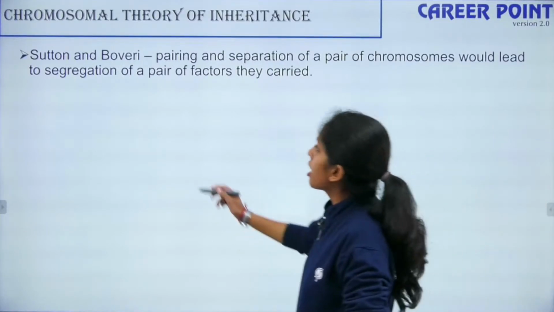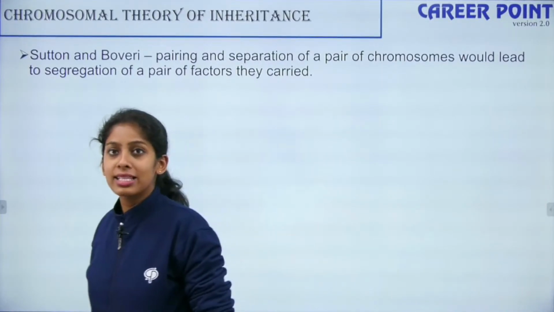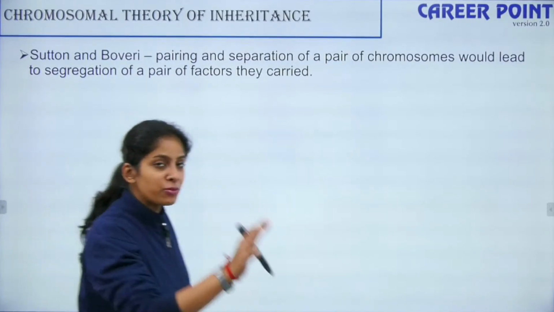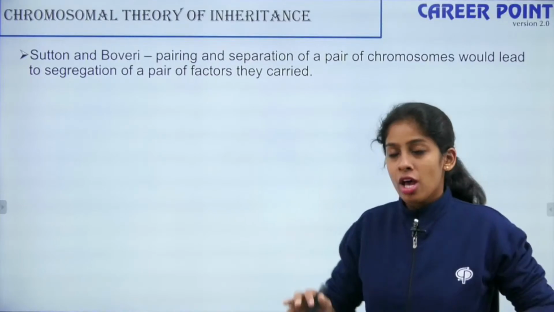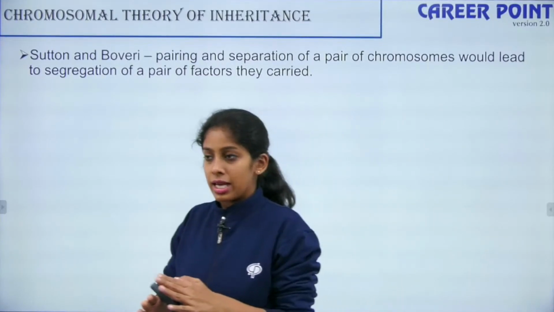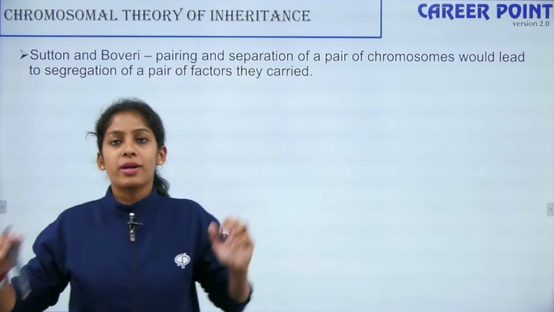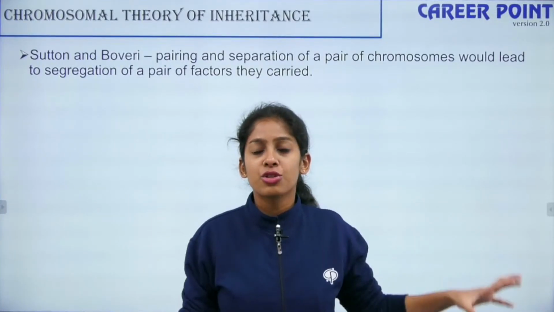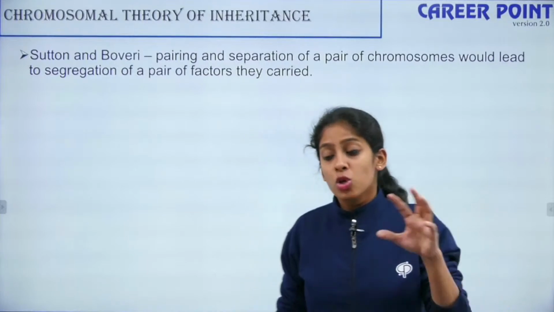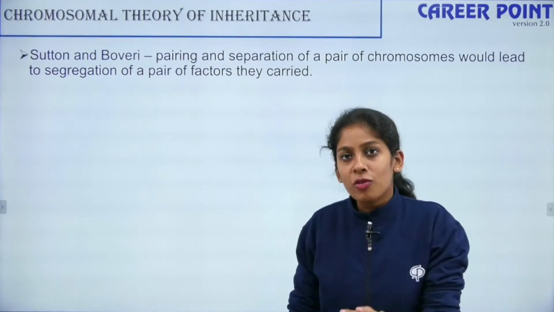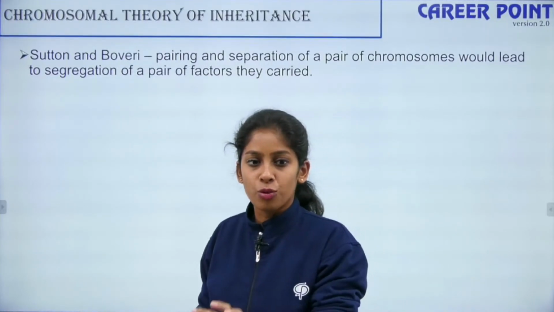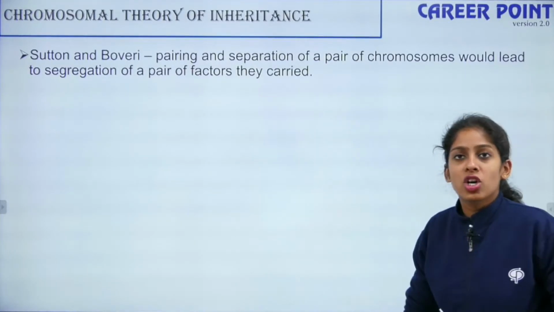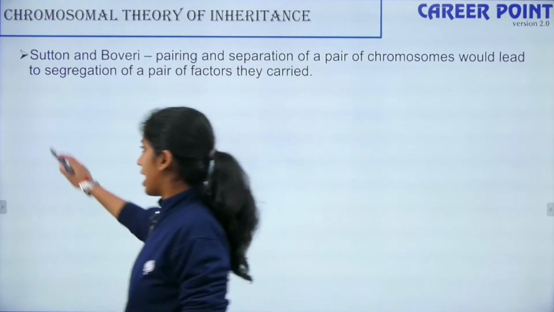When I say a pair of factors, or a pair of characters, I mean genes. On the chromosome we have genes, right? Your genes are present in the DNA, and your DNA is too big to fit into a nucleus as it is, and hence it is organized into structures called chromosomes. So when a chromosome segregates, obviously the genes present on the chromosomes would also segregate, right? That is what is called the chromosomal theory of inheritance. Fine.